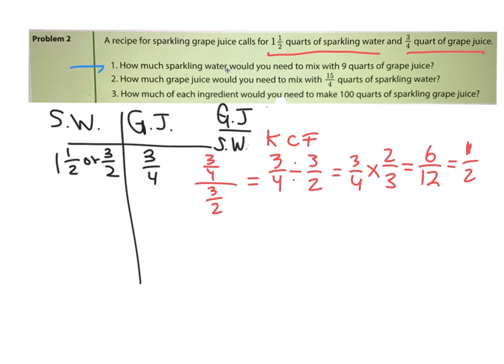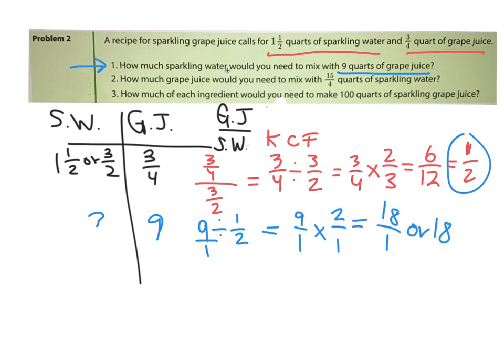All right, so question number 1 asks, how much sparkling water would you need to mix with 9 quarts of grape juice? So on the grape juice side, you put a 9 right there. And we got to go backwards in our table. To go backwards in the table, instead of multiplying by your constant of proportionality, you're going to divide. So we're going to say 9 divided by 1/2. Now we know that the 9 is a whole number. We need to make that look like a fraction. So we got 9/1 divided by 1/2, and same thing, keep change flip. All right, so you would need 18 quarts of sparkling water for 9 quarts of grape juice.